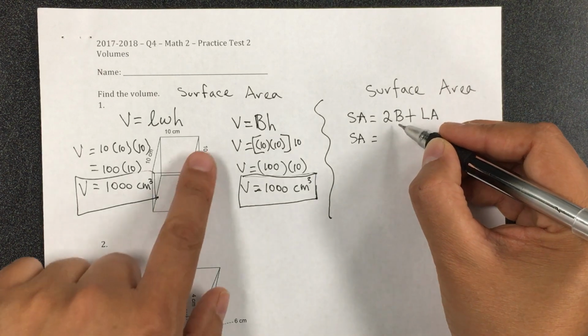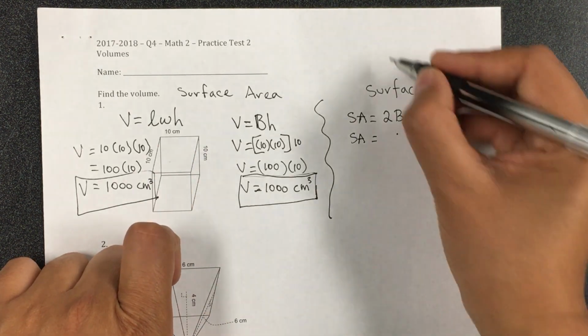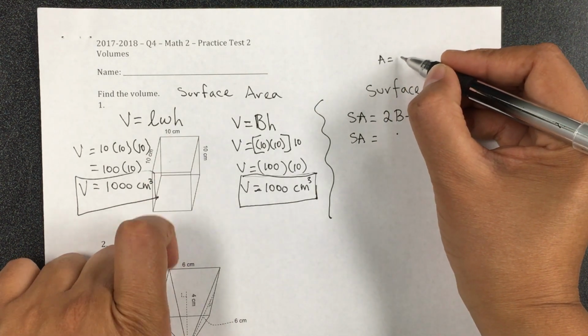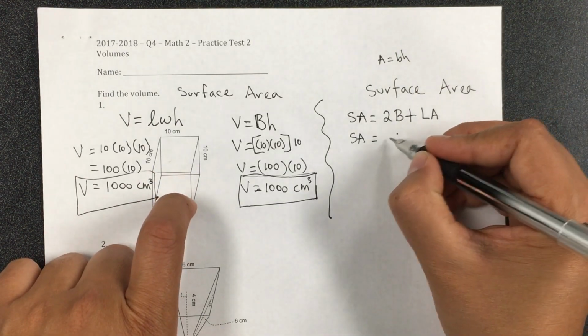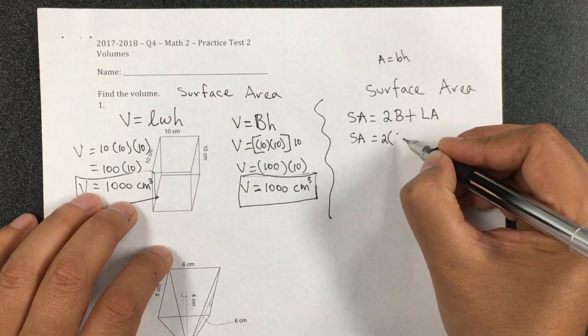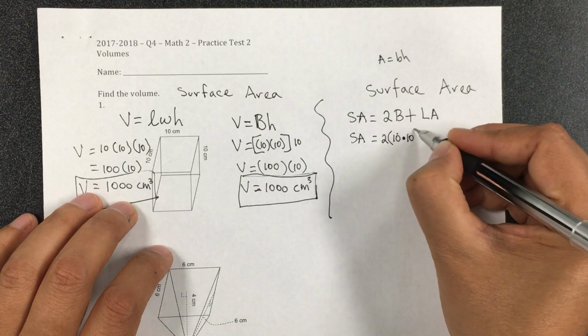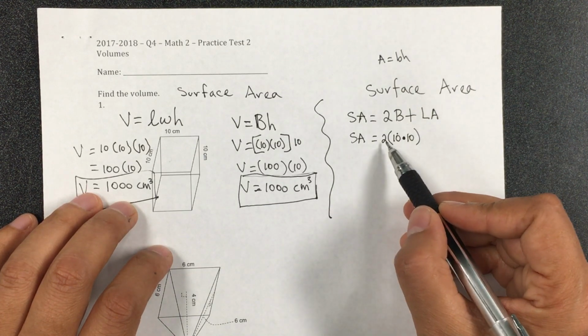The base is the area of the base, which is 10 times 10, or they actually have the area of the base of a square or rectangle is base times height. So that's where that comes from, okay? So it's going to be two of them because we have the bottom and the top. So 2 times 10 times 10. So the area of the base is 10 times 10, but we have two of those faces.